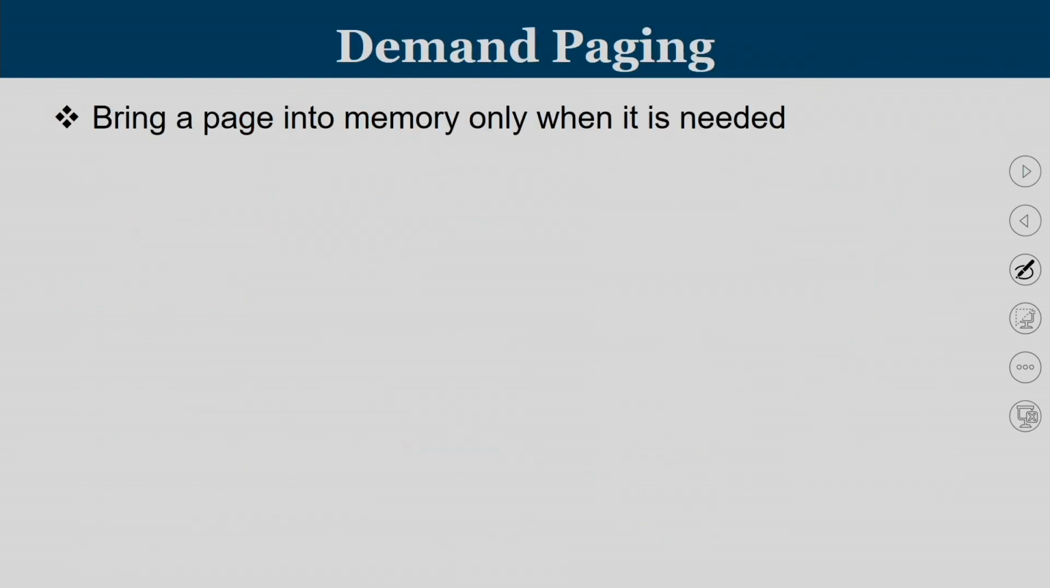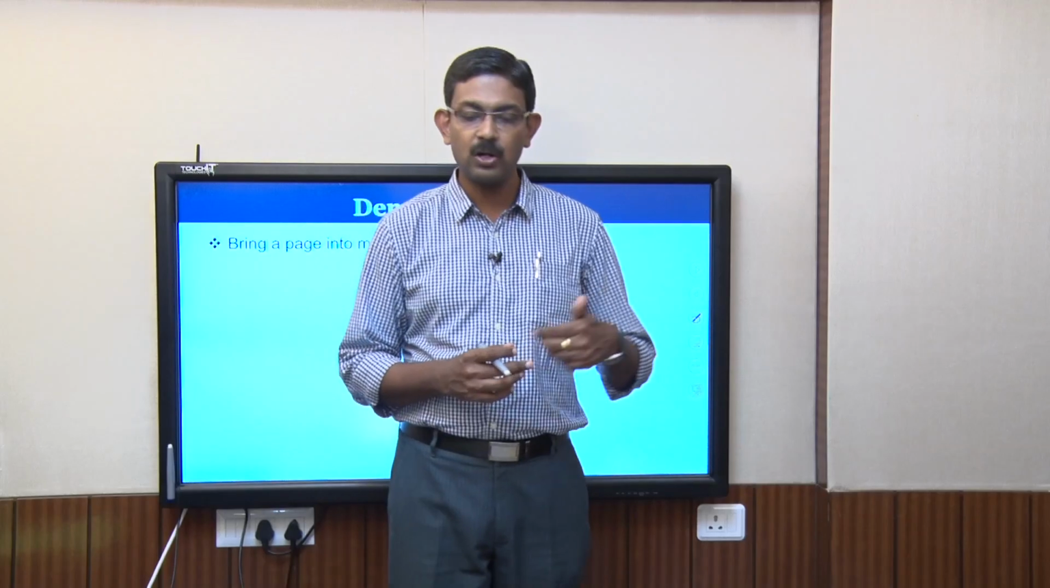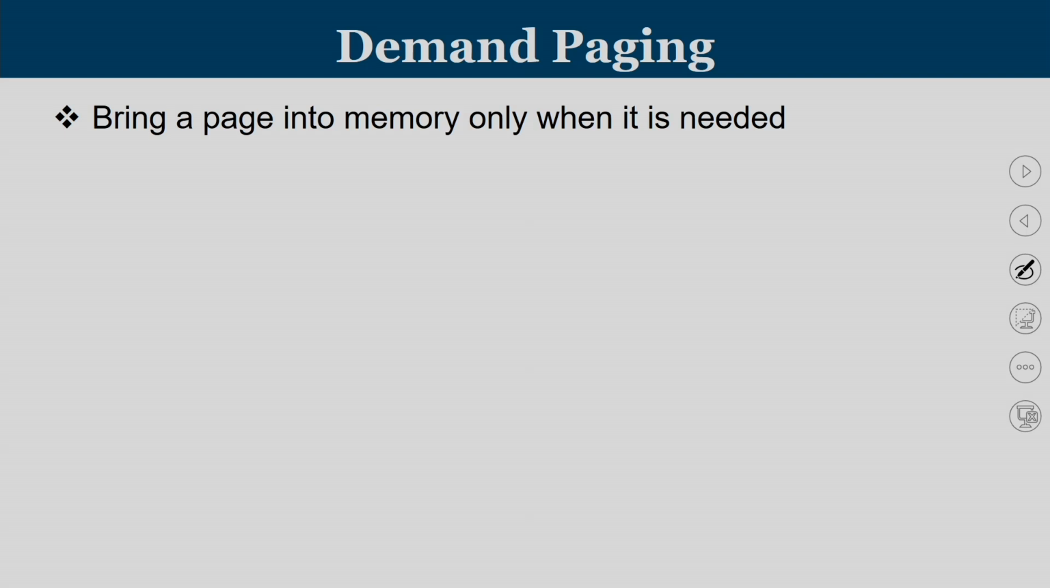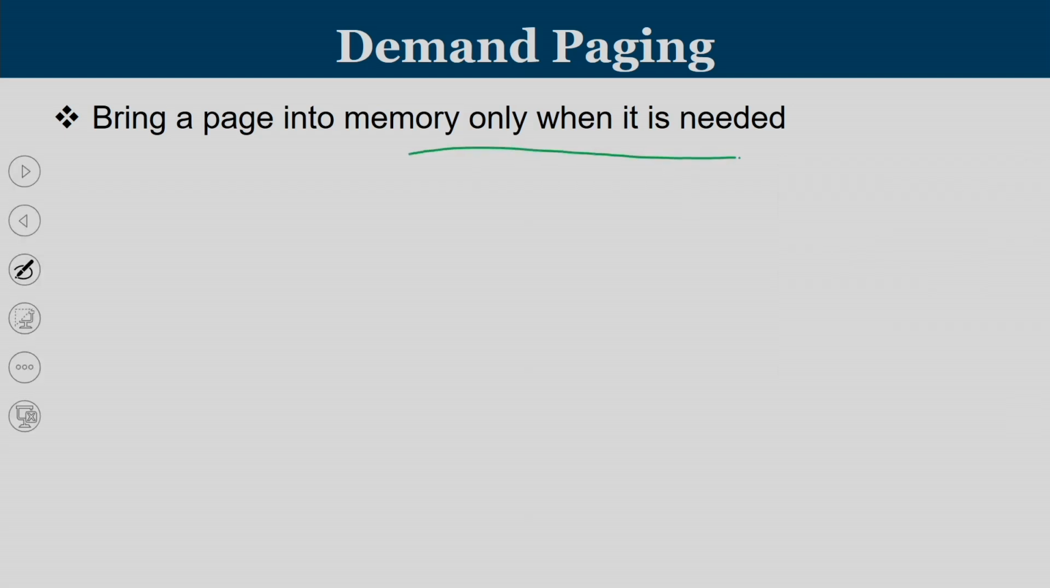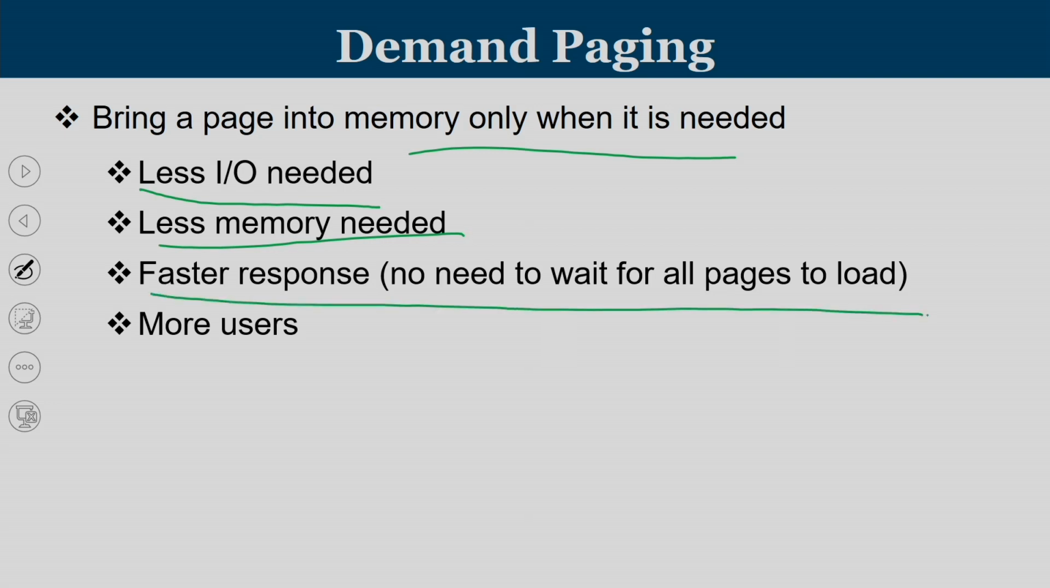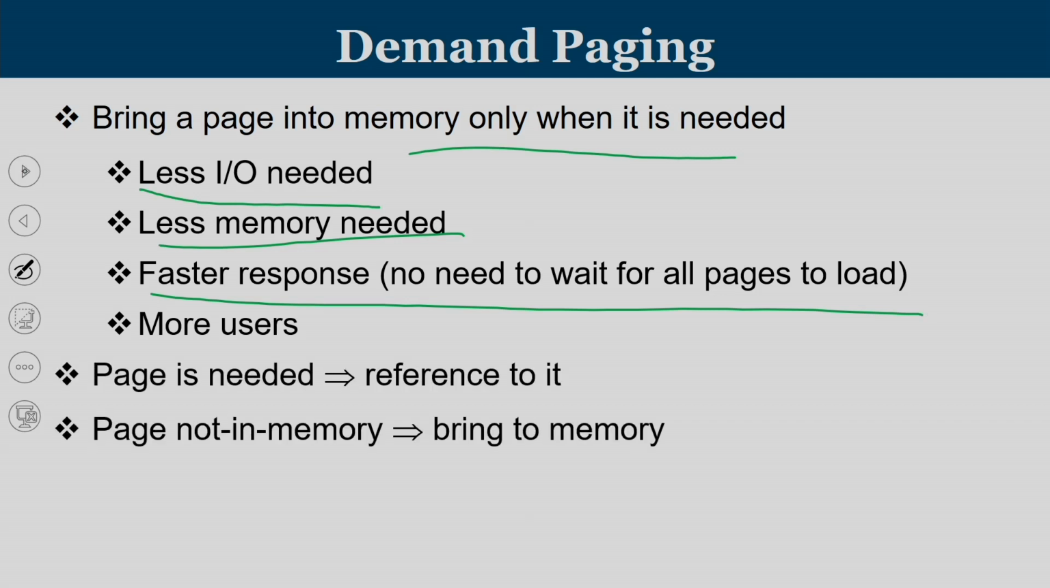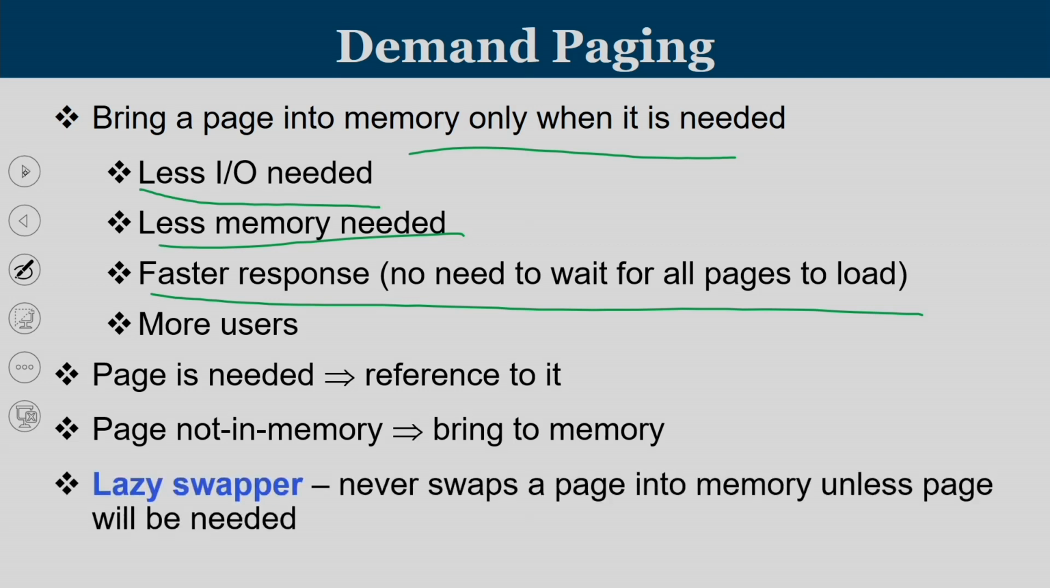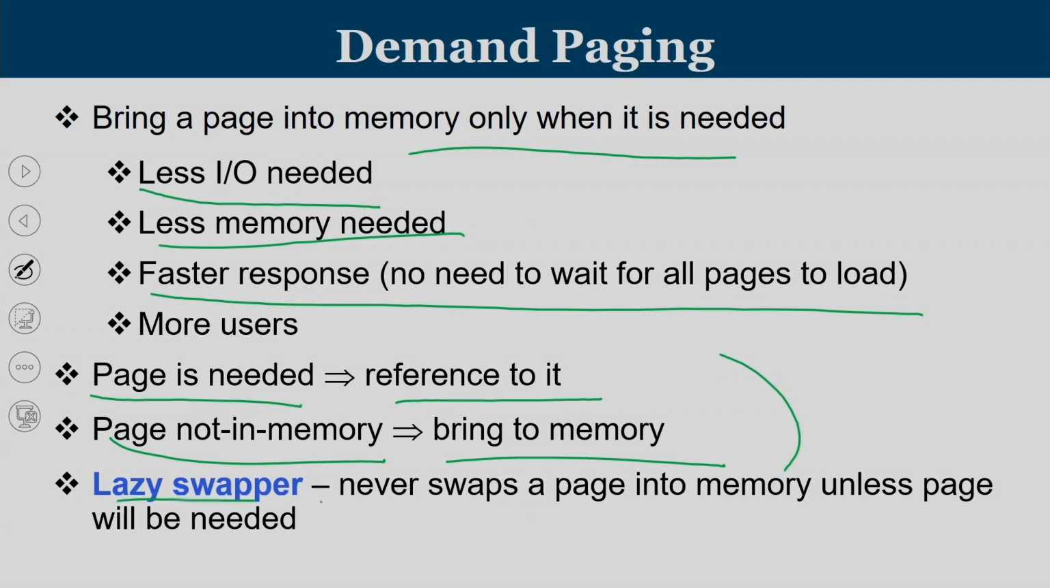Now we try to introduce the concept called demand paging. You are going to bring a page into memory only when it is needed. Why is it so? If you bring a page only when it is needed, we have less I/O, less memory is required, and the response is faster because we are not going to load pages a priori. And this is something that we call a lazy swapper. A page is needed, you have to reference it. If a page is not in memory when you reference it, you have to bring it into memory. These 2 concepts put together are known as a lazy swapper.